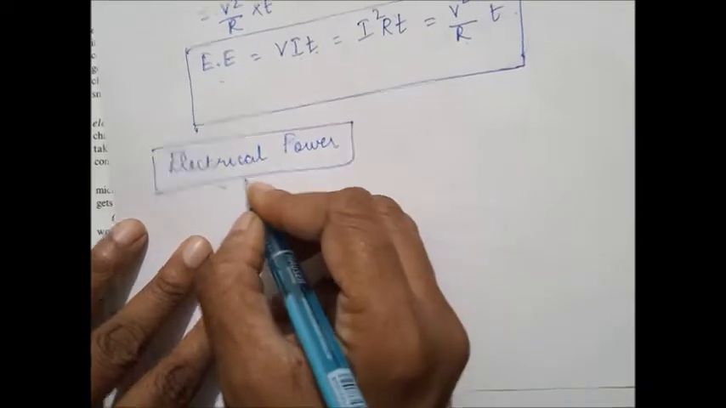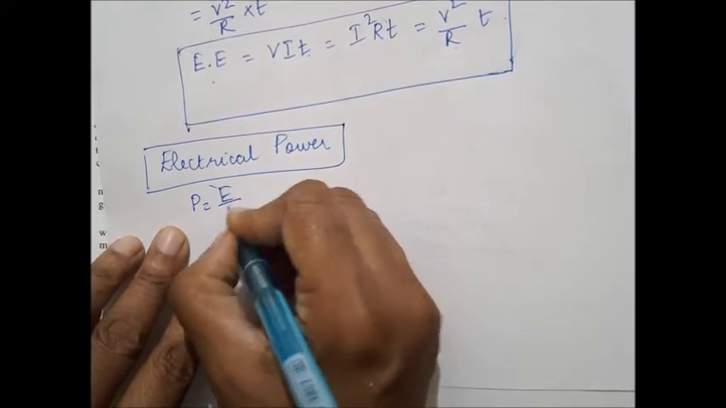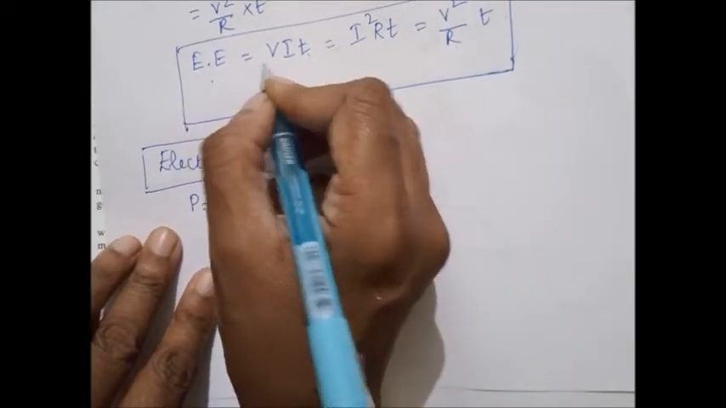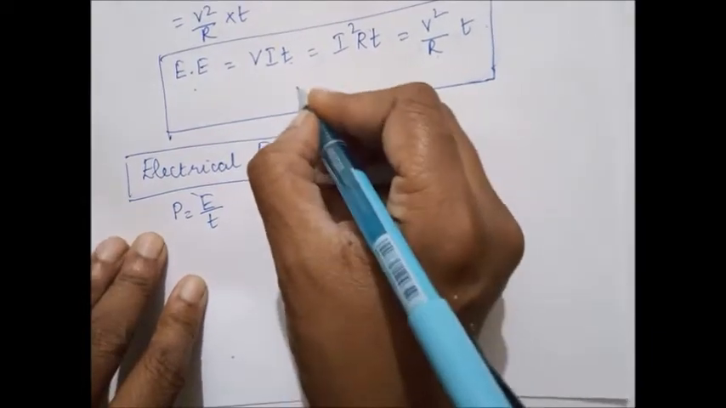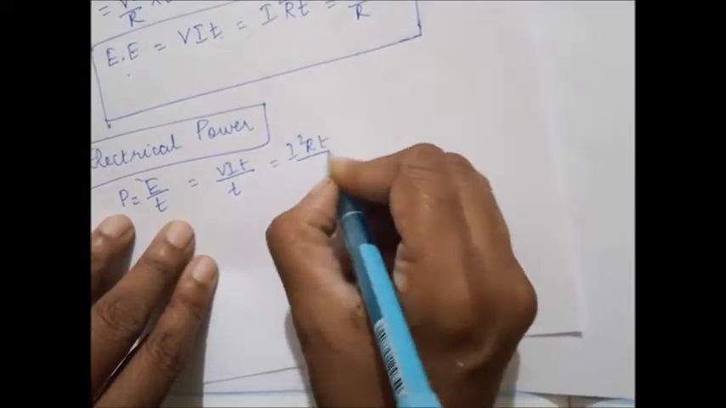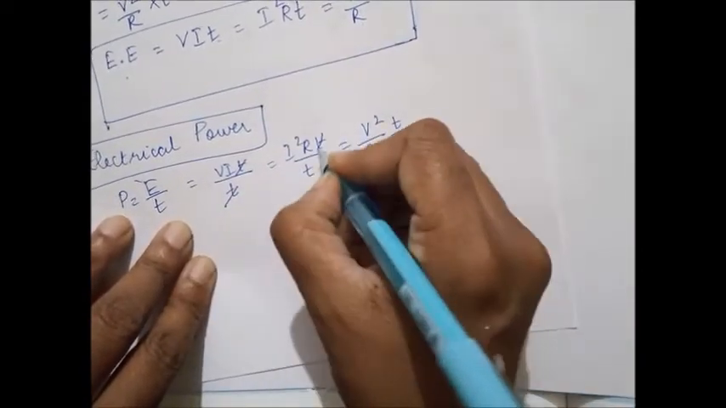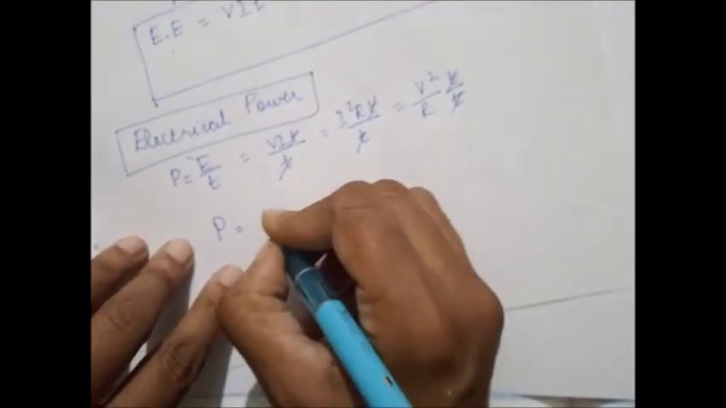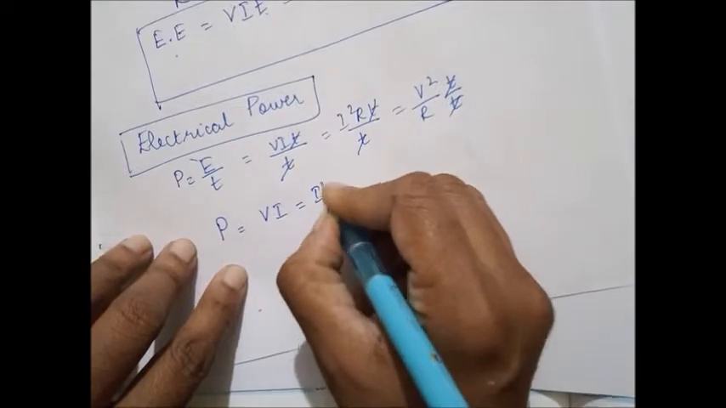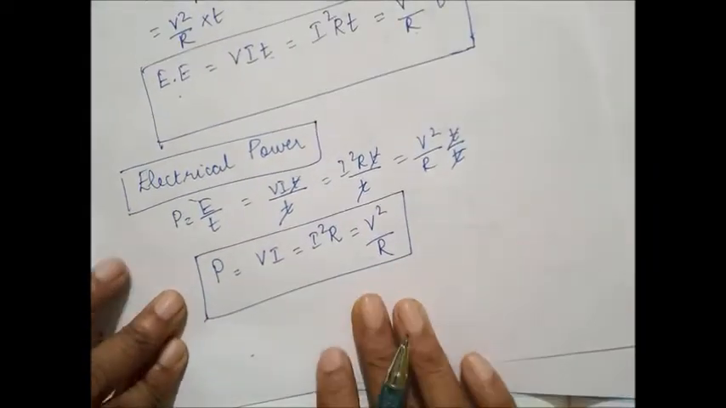So what is electrical power? You know the formula for power. Power is work done upon time, or energy upon time. So in these formulas, if I divide by time, power will be VIT by T, I squared RT by T. It will also be equal to V squared by R into T upon T. So all these T will get cut, and the formula for power will become V into I, or I squared into R, or V squared upon R.